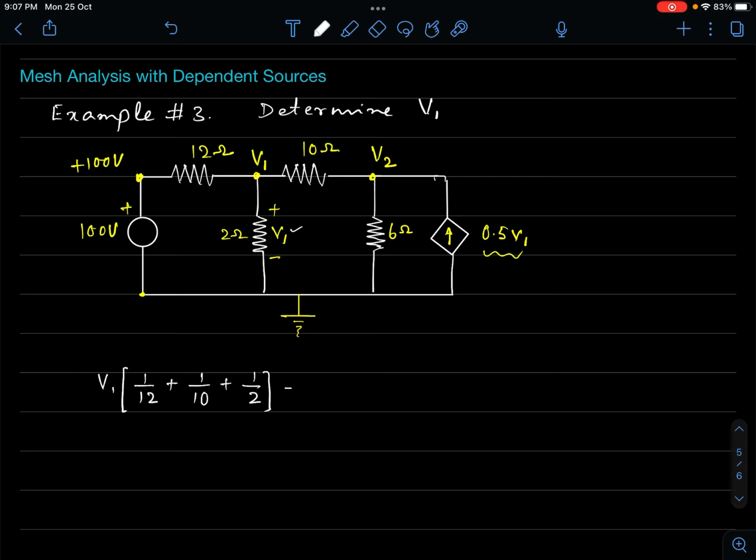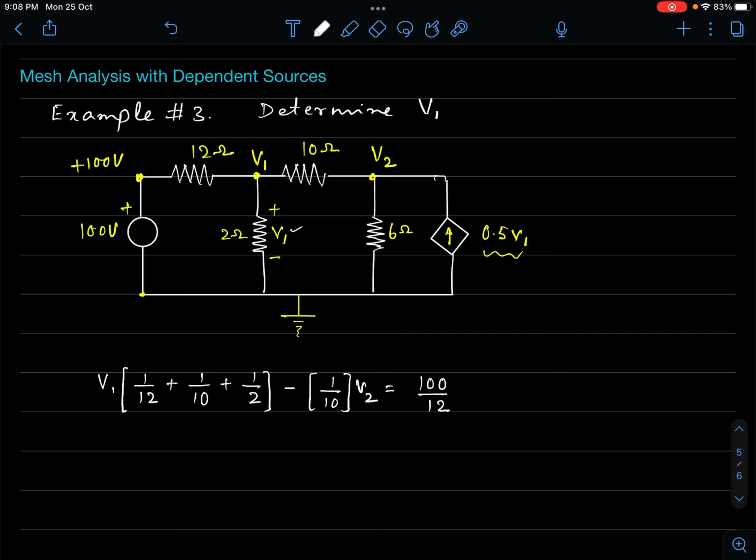Minus the sum of the conductances common between node 1 and node 2. That is our 10 ohm, with a negative sign, so 1 by 10 into V2, equal to the current entering node 1. What is the current entering? The current entering would be 100 divided by 12. This is the equation we get. So this we have written by inspection. One can even write from first principles also. That is also acceptable. You will get the same thing.